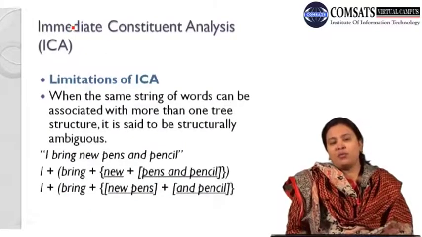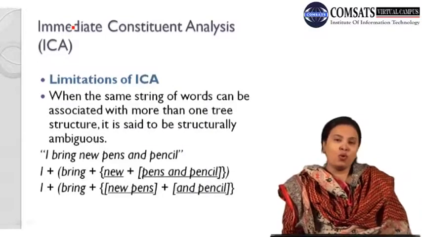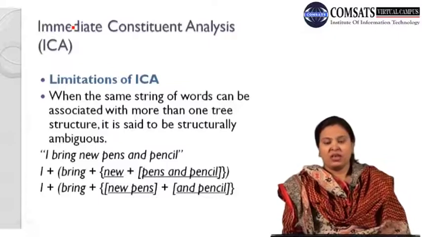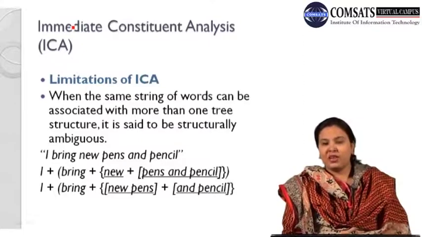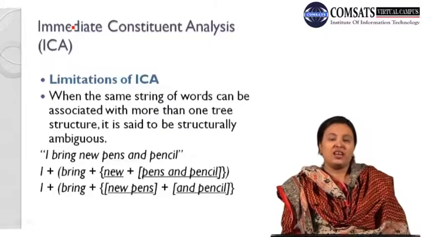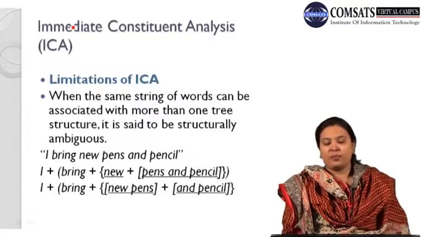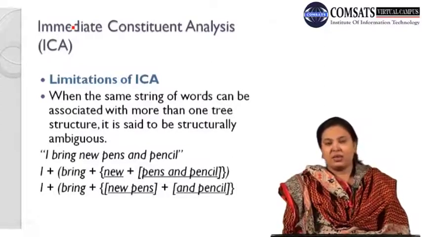Another limitation of ICA is that when the same string of words can be associated with more than one tree structure, it is said to be structurally ambiguous. Previously I was talking about semantic ambiguity of sentences. Now there is another kind of ambiguity, when sentences are structurally ambiguous. Now look at this sentence. I bring new pens and pencils.